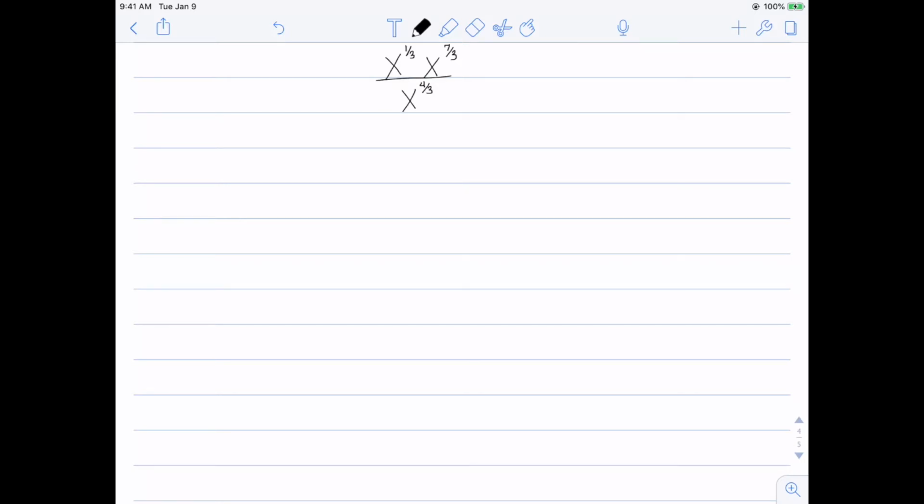In something like this, I'm going to start with the top of the fraction. Since I'm multiplying across the top, I need to add the exponents. That gives me x to the 1/3 plus 7/3, which would be x to the 8/3. Division means I need to subtract exponents. So I have x to the 8/3 minus 4/3, which would give me x to the 4/3.